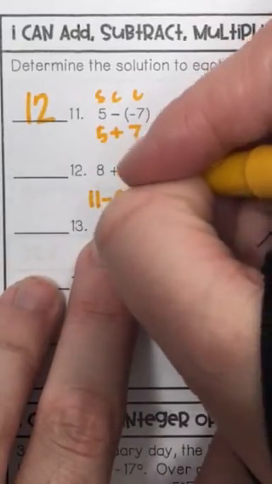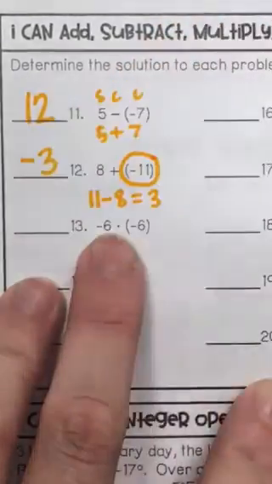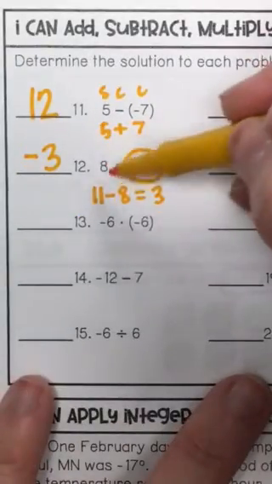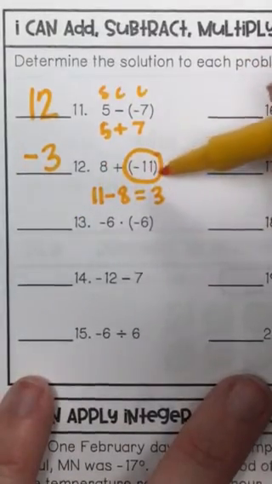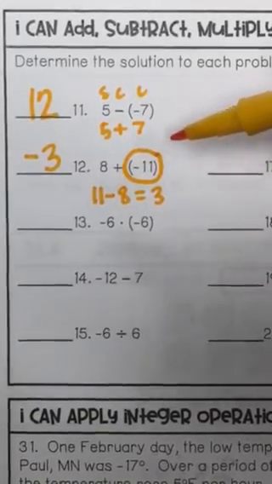When I look at which number has the largest absolute value, I see that it's -11. So then my answer needs to be negative. So my answer is -3. Because this would be like if you have $8 but you owe somebody $11, you don't have enough money, so you're still going to owe money in the end.